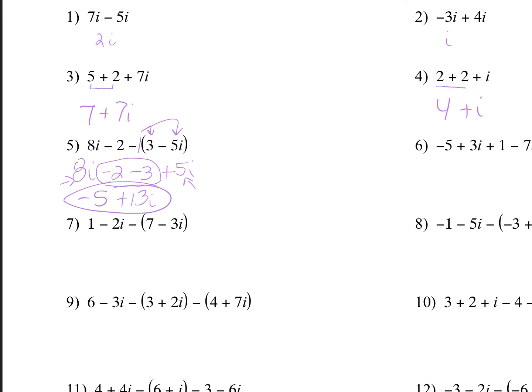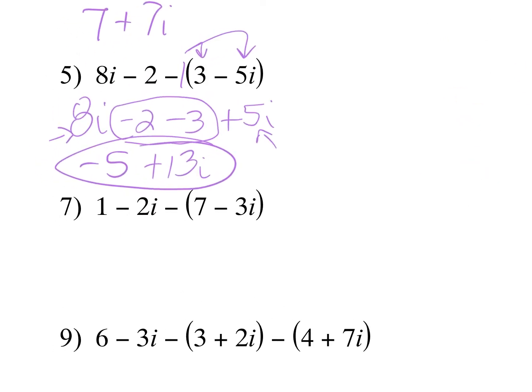In number 6, is there anything you need to distribute? No. So we could just combine real with real. What's -5 and 1? -4. And then what's 3i minus 7i? -4i. It's going to be really, really important, guys, that you pay attention to signs.